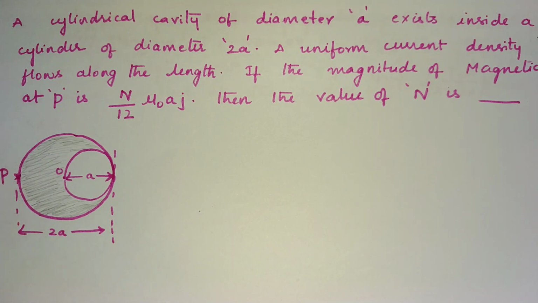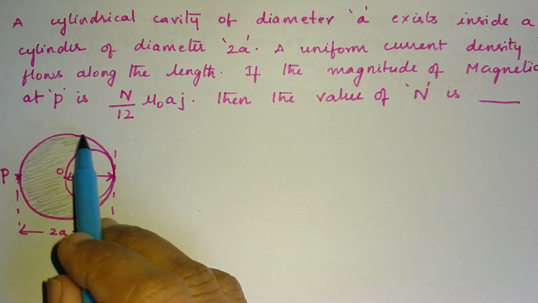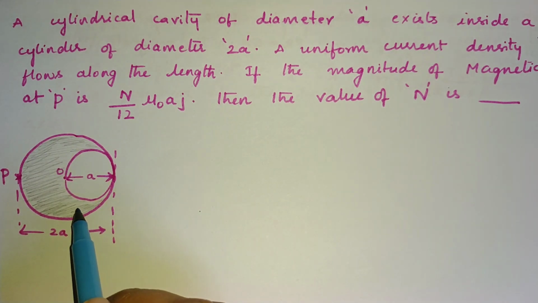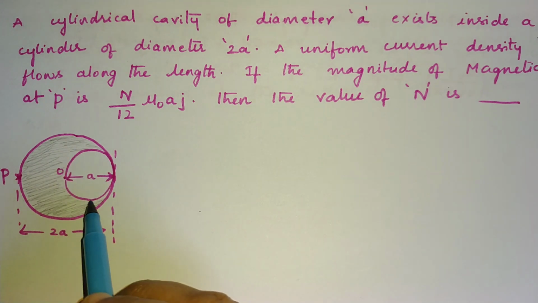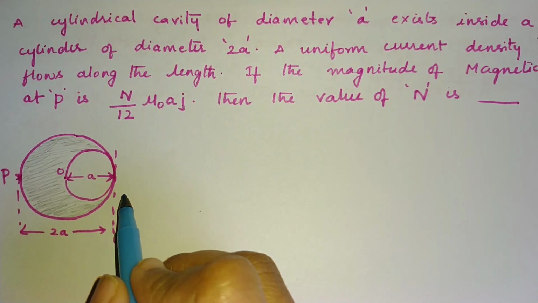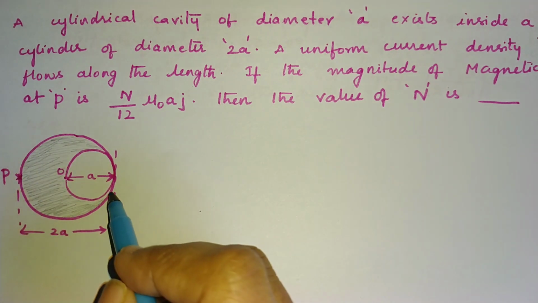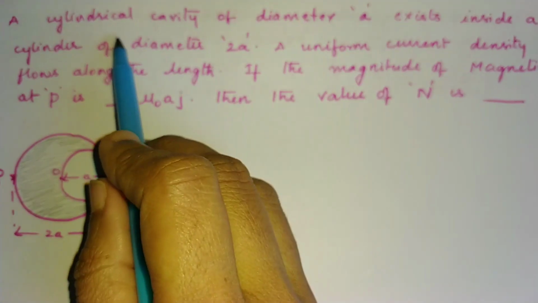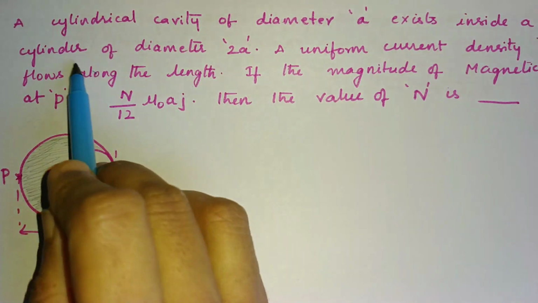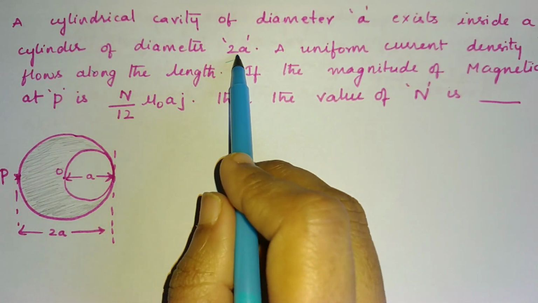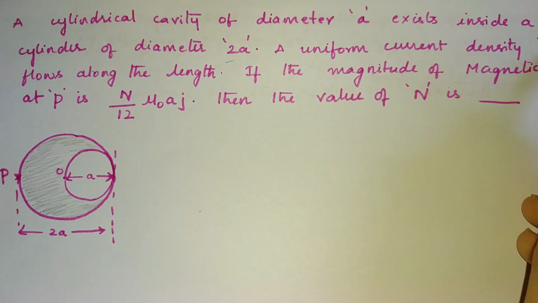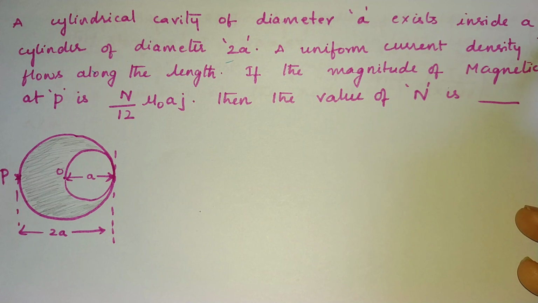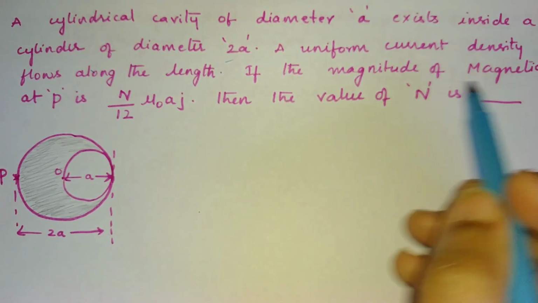Now to evaluate the magnetic field for a cylindrical conductor having a cavity, we have seen in electric field, to calculate the electric field when you have a cavity, we used a method: the electric field due to the complete system minus the field due to the cavity. The same process we are going to use here. See, we have a cylindrical cavity of diameter A inside a very long cylindrical conductor of radius 2a, and it has a constant, uniform current density. Then we need to find the magnitude of the magnetic field.